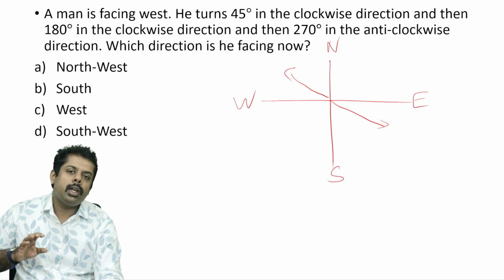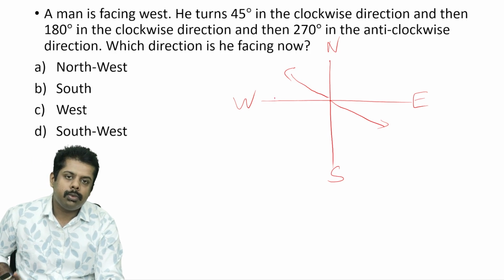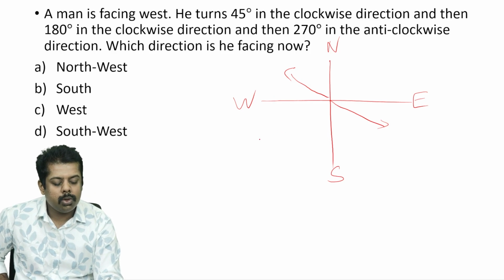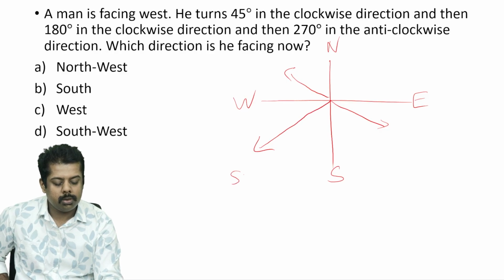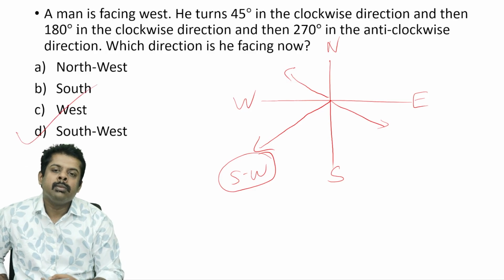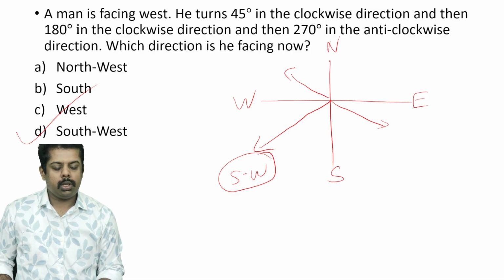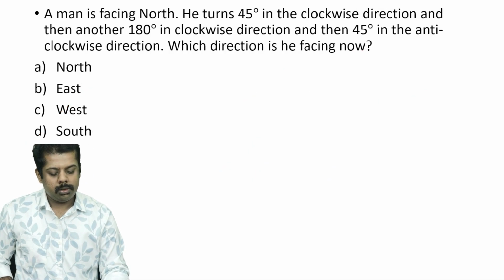Now he has to cover another 90 degrees. So from northwest to west, he has covered 45, and he has to cover another 45. So he'll be reaching where? Southwest. Okay. So which direction is he facing now is the question. So the answer has to be option D, that is southwest. Okay. Hope you are getting it.